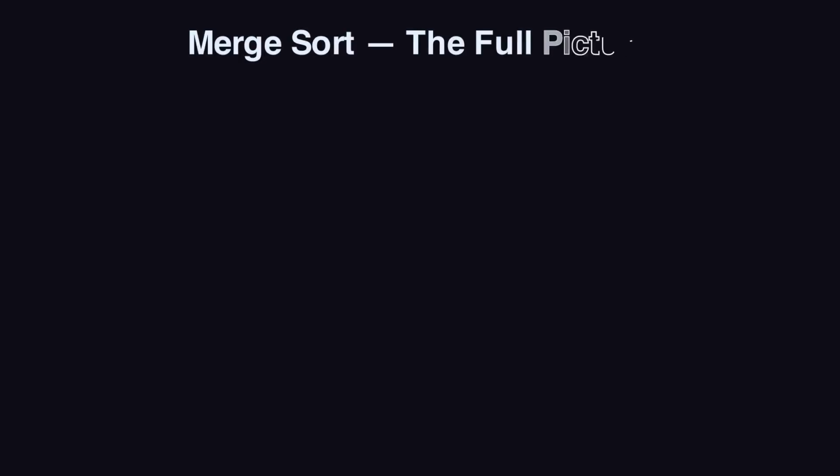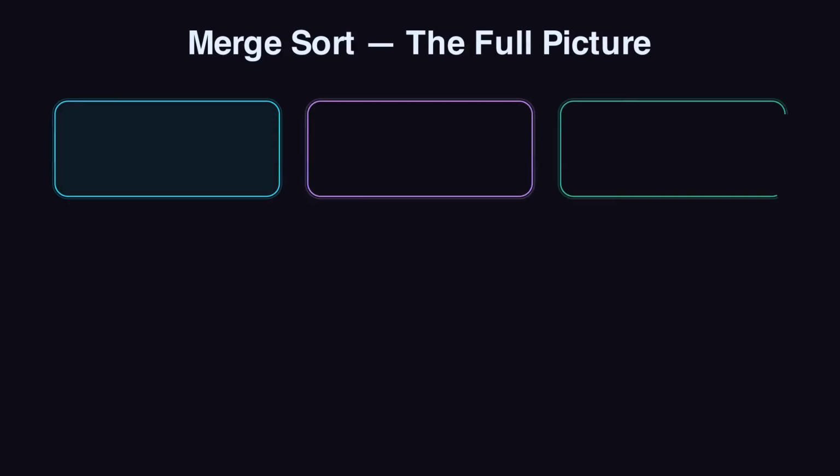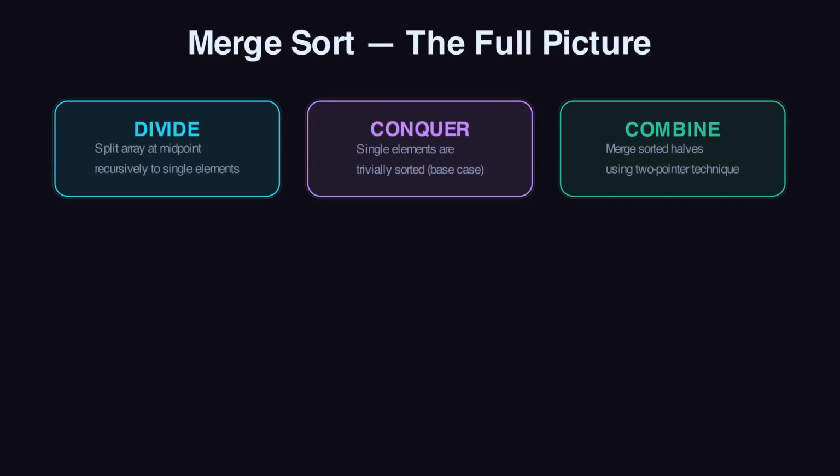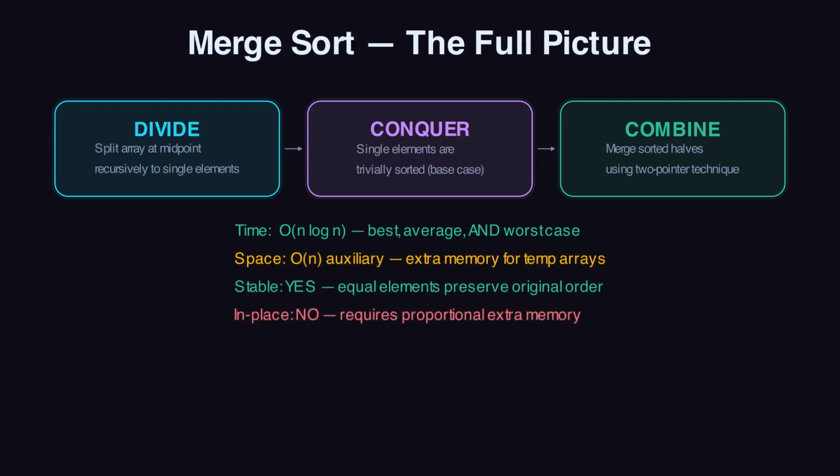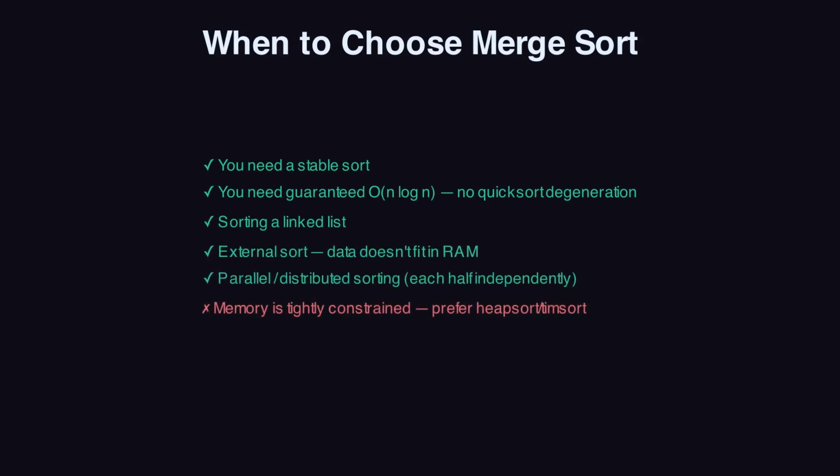Merge sort is a divide and conquer algorithm with 3 phases. Divide: split the array at the midpoint, recursively all the way down to single elements. Conquer: single elements are trivially sorted. That's the base case. Combine: merge sorted halves using the two-pointer technique. Time complexity: O(n log n) best case, average case, and worst case. No exceptions, no degenerate inputs. Space complexity: O(n) auxiliary memory for the temporary merge buffers. Stability: yes, merge sort is stable. Equal elements always preserve their original relative order.